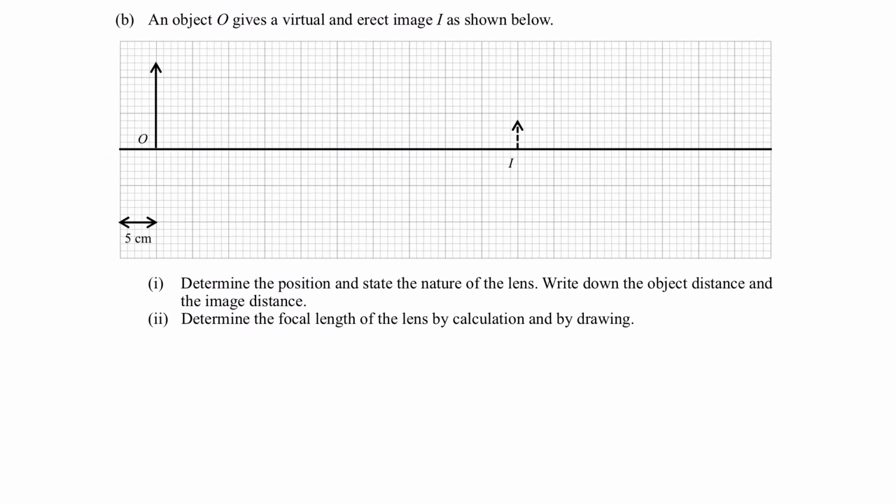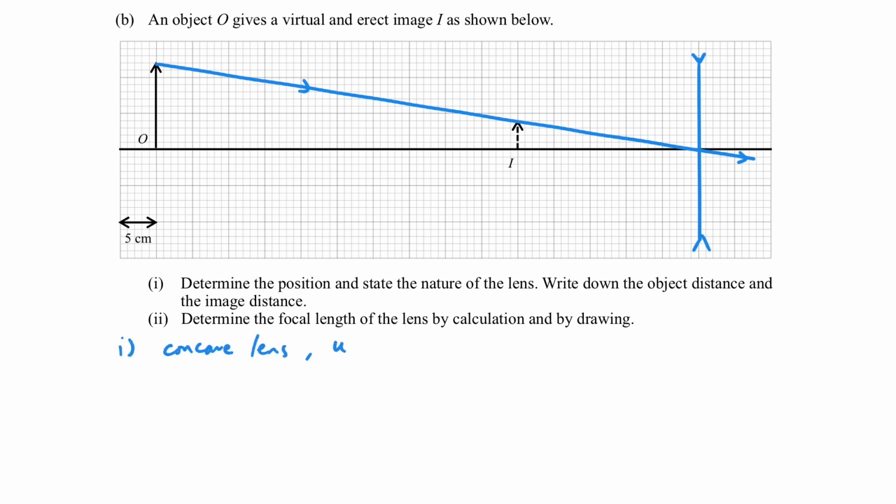And we will continue with part B. We will change it to another diagram. So, do you know what type of lens this is? It's a concave lens, because it is a virtual, erect, and diminished image, which can only be formed by the concave lens. So we can find u and v with the diagram here.